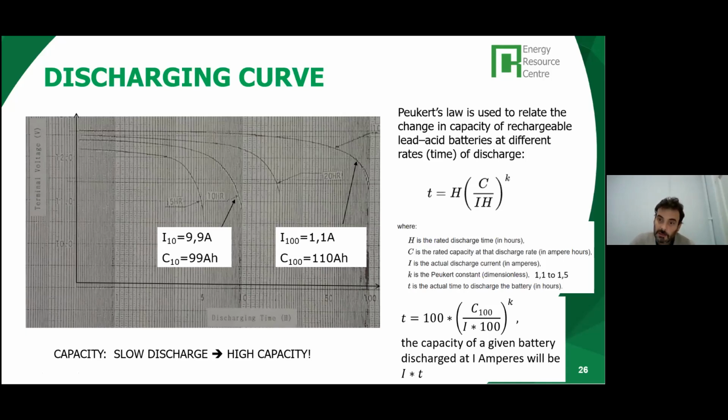So if we know the Peukert constant for that particular battery, each battery will have a specific constant, even from the same manufacturer, because this constant depends on how the battery is manufactured, etc. It will be between 1 and 1.5 for lead acid. So this expression can help us to relate the capacity.